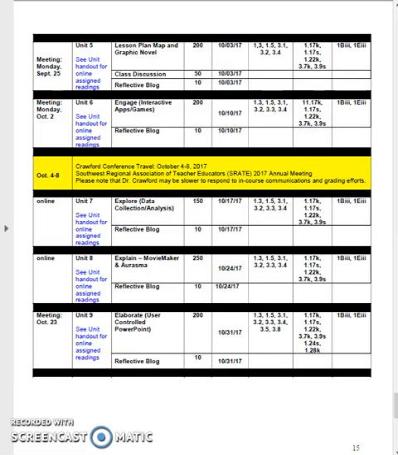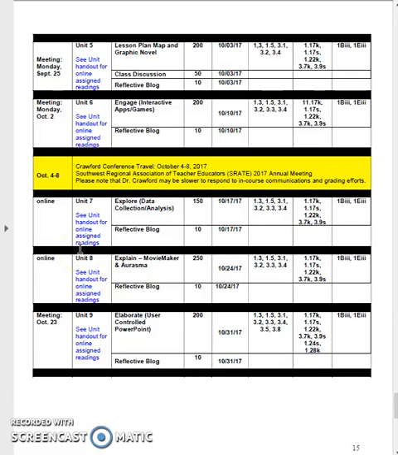Unit 5, we're meeting Monday, September 25th. We're talking about lesson plans and maps and graphic novels. We will have an online class discussion as well as reflective blog. We are meeting again October 2nd for Unit 6. We're talking about engagement with interactive applications and online gaming, digital games and such, and another reflective blog. Please notice October 4th through 8th, I will be attending the Southeast Regional Association of Teacher Educators 2017 annual meeting.